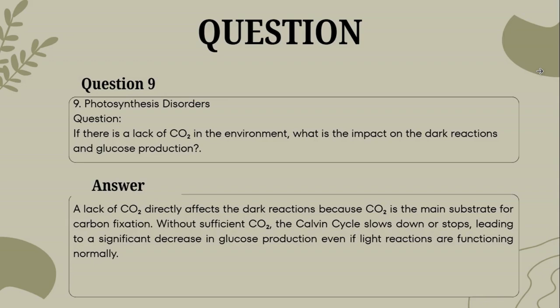The next question, photosynthesis disorders. If there is a lack of CO2 in the environment, what is the impact on the dark reaction and glucose production? A lack of CO2 directly affects the dark reaction because CO2 is the main substrate for carbon fixation. Without sufficient CO2, the Calvin cycle slows down or stops, leading to a significant decrease in glucose production even if light reactions are functioning normally.